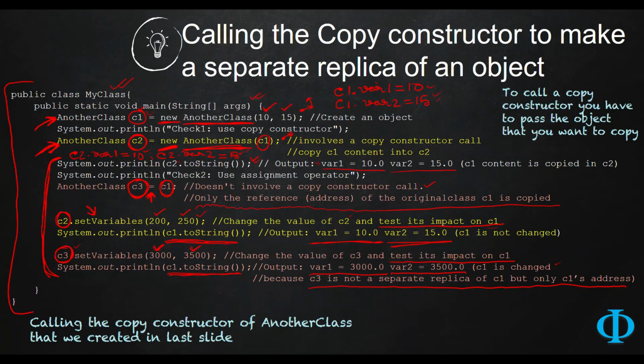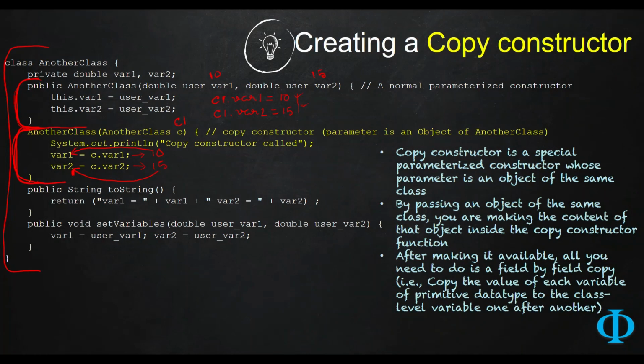So that's the concept of creating an entirely separate replica of an object using a copy constructor. Once again, it is strongly recommended that you copy the content of this class, as well as the content of the previous slide, that is the content of the other class, into your IDE and run the program. That will give you good hands-on experience and make your concept of the copy constructor and how to copy an object more clear.